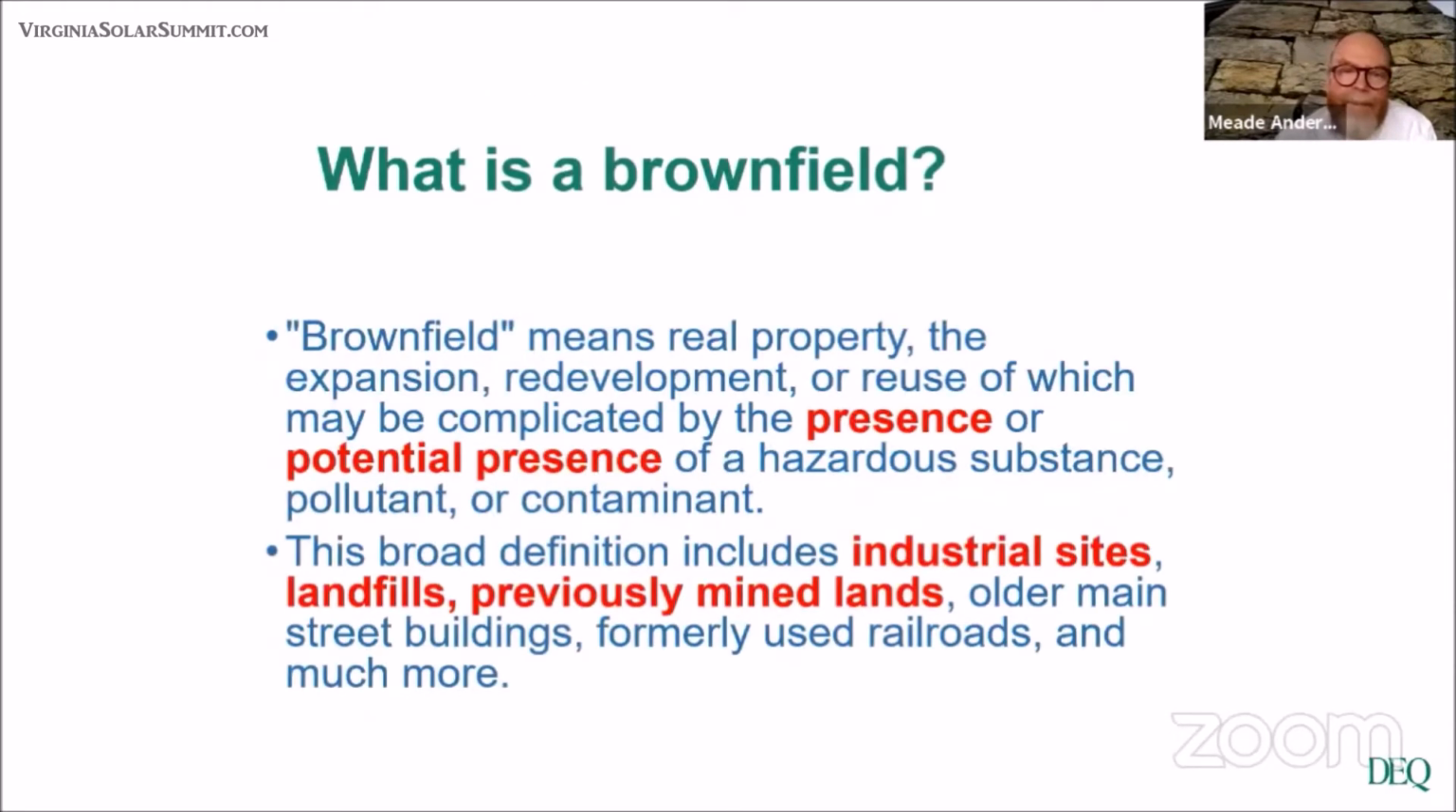What is a brownfield? This is the definition from the Virginia State Code, but it's very similar on the federal level and also similar in other states. It's real property, the expansion, redevelopment, or reuse of which might be complicated by the presence or potential presence of a hazardous substance, pollutant, or contaminant. So you can see that even the fact that you might have something out there can qualify it as a brownfield. This includes industrial sites, landfills, previously mined lands, which are all very applicable to solar redevelopments, as well as Main Street buildings, some railroad lines, and so many other sites out there.